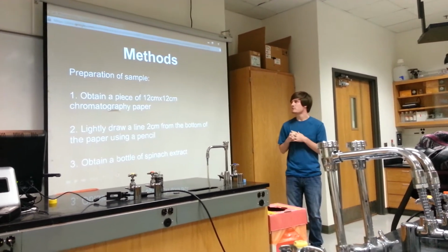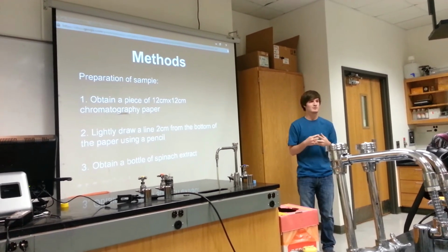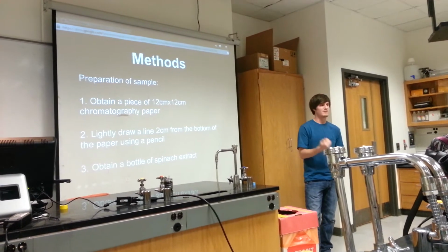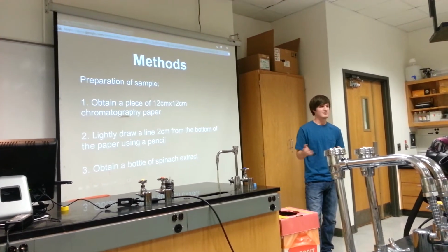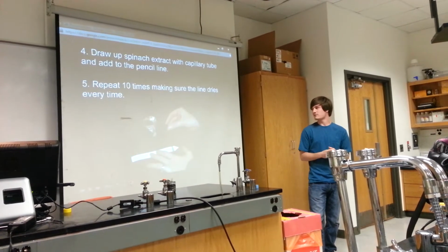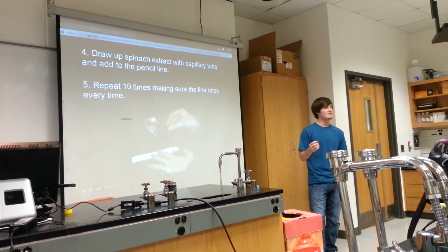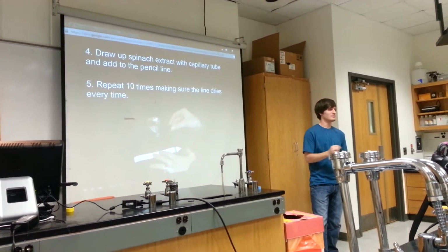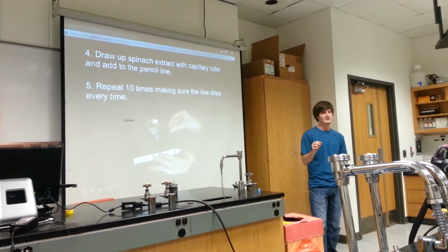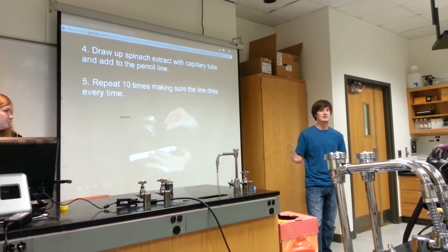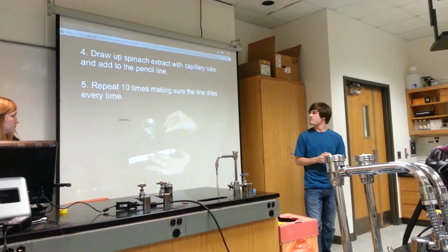So first we have to prepare the sample, and you're going to get your piece of chromatography paper, and 2 centimeters up from the bottom you have to draw a straight line with the pencil. And you also have your spinach extract. And using the capillary tube, you're going to draw up some spinach extract, and you have to draw over the line, the pencil line, about 10 times, and you have to make sure that it dries in between each application.